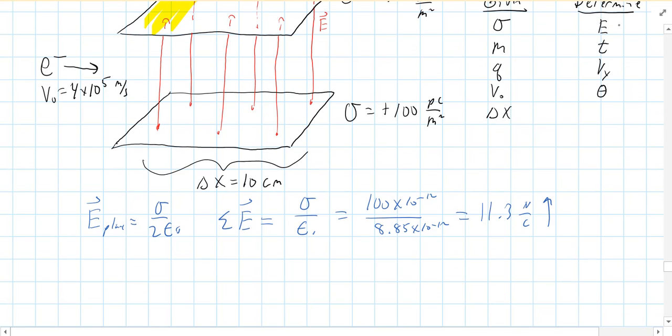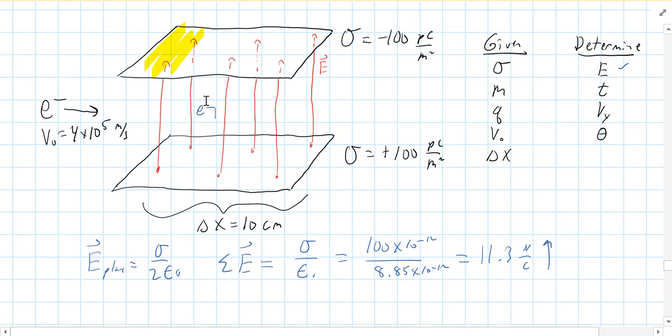So that's the first thing, the electric field. Now the time. When this electron is in between these plates, if he were a positive charge, he would feel a force upward because positive charges experience a force in the same direction as the electric field. But alas, he is a negative charge, so he is going to feel a downward electric force.